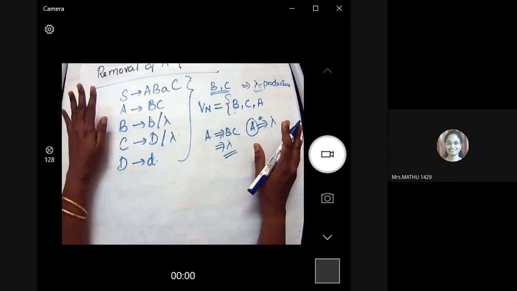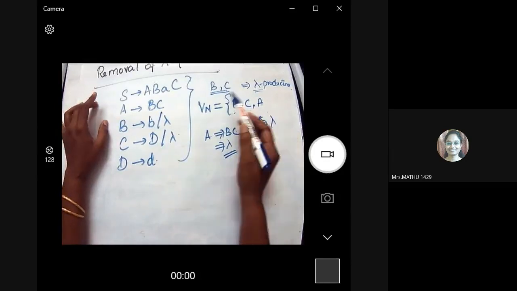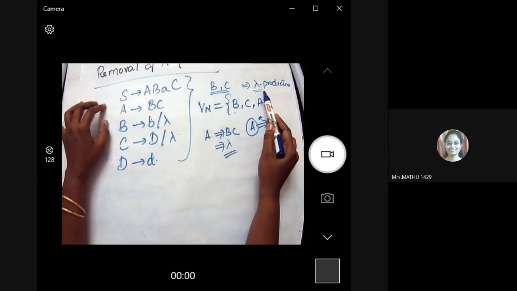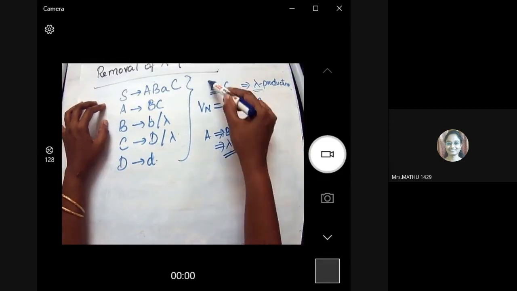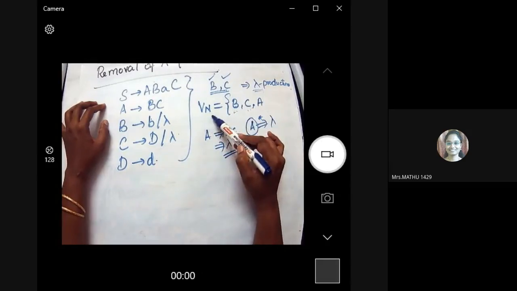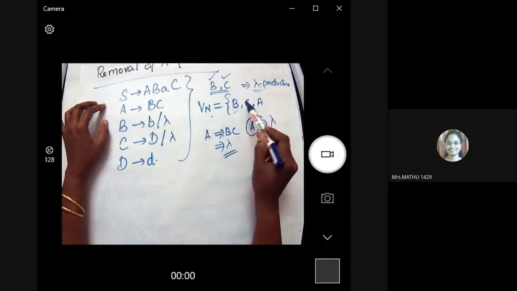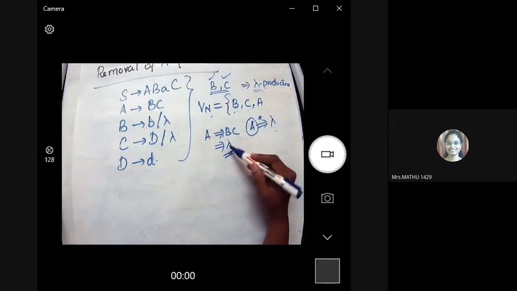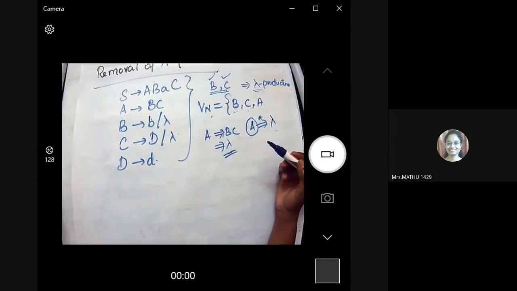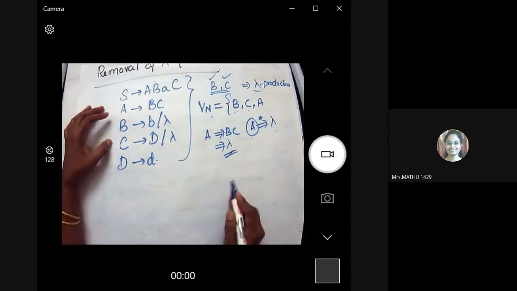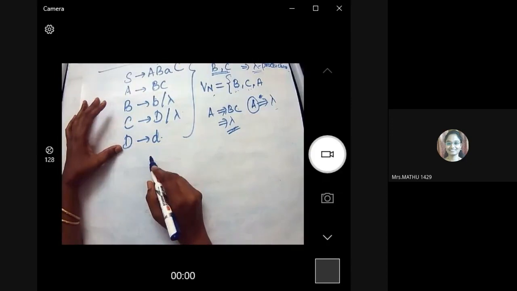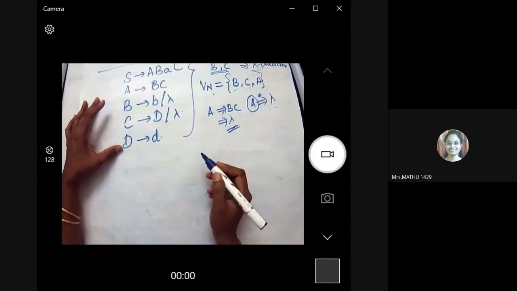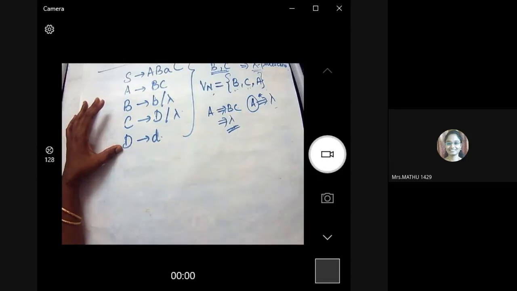So the first step before removing lambda production is to identify the lambda productions. If this is a lambda production, then these two variables are nullable variables. Apart from this, if some other variable is able to generate lambda, then that is also a nullable variable. Is that clear? So now we want to remove this lambda production. How can we remove that? One second, just a second.